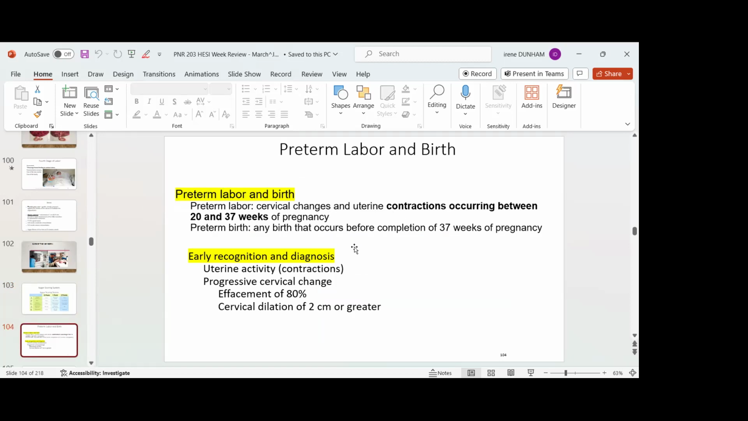All right. What you have to do is recognize it quickly. Okay, so uterine activity, contractions. Is she contracting? And is she having cervical changes? Are these contractions changing that cervix? I do not want her to go into preterm labor.